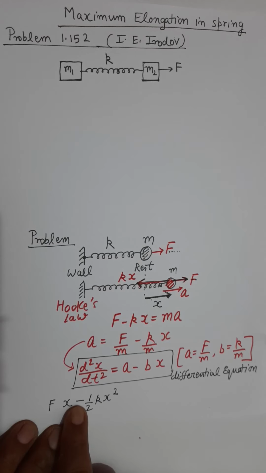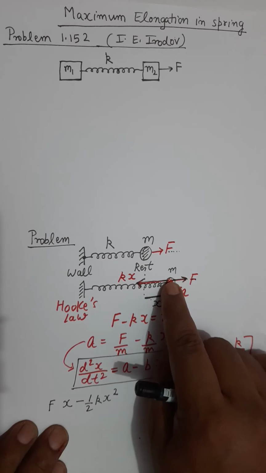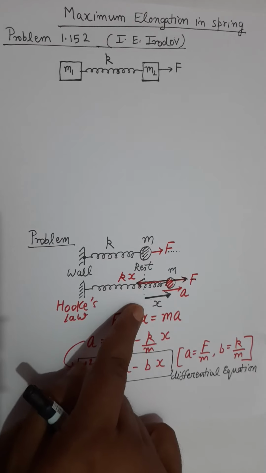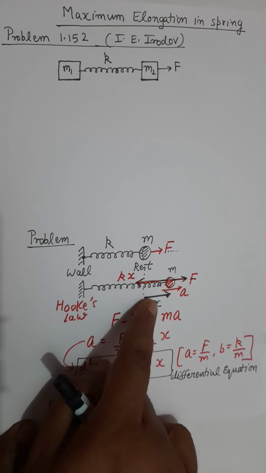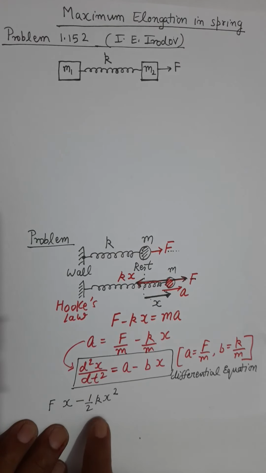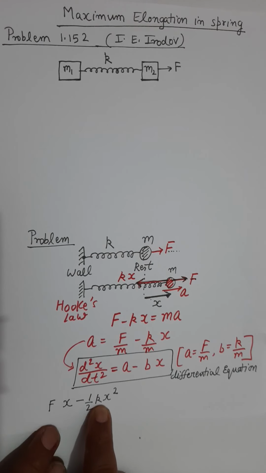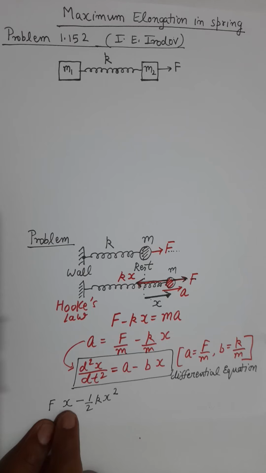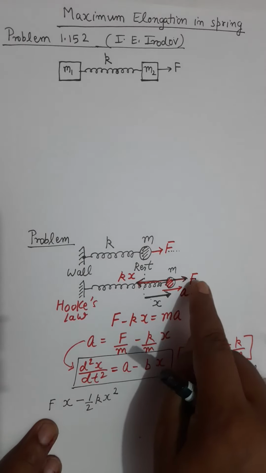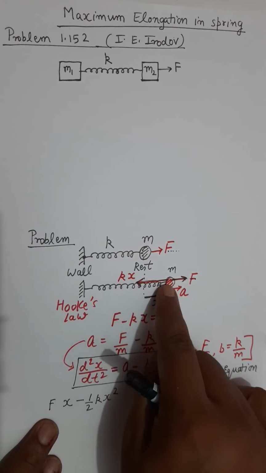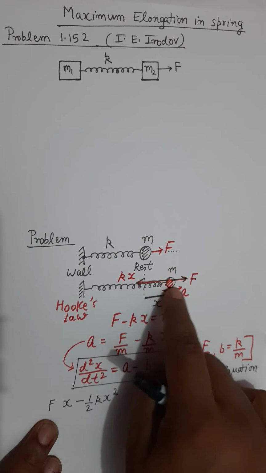So the work done by the spring can be written as minus half Kx square. Notice the negative sign, because the spring force is acting to the left side whereas the mass m is moving to the right side. So we have force and displacement in opposite directions, and therefore we use the work done by the spring as minus half Kx square. According to the work energy theorem, the total work by all forces on this particle should equal the change of its kinetic energy.